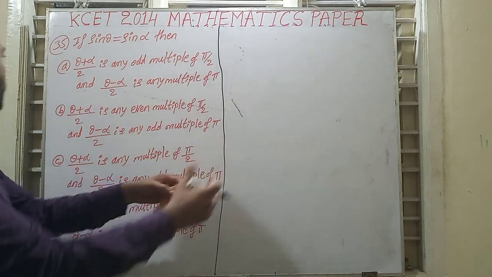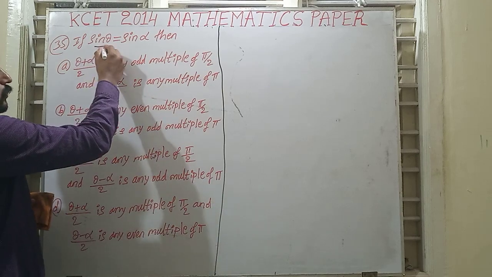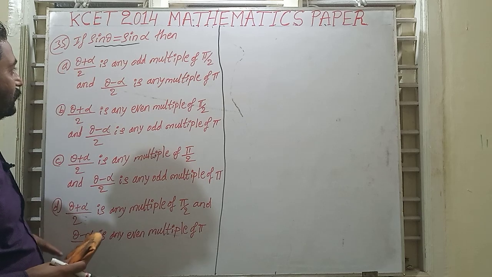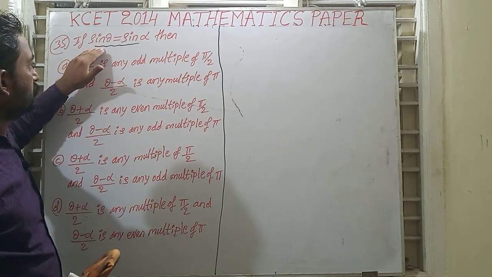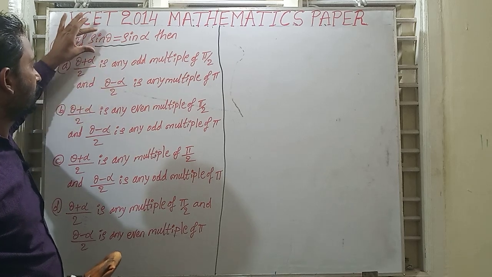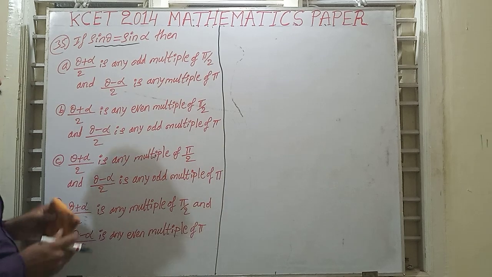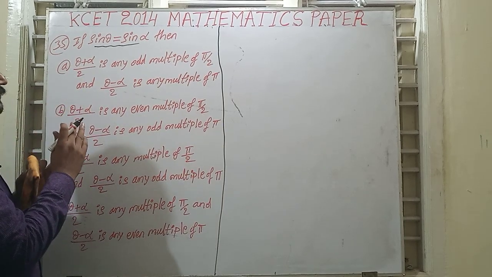Now let us move on to the next question. Question number 35. If sin theta equals sin alpha, then which of the following options holds good? Basically this question depends on the chapter trigonometry, particularly the general solution of trigonometry, and also a little bit of the trigonometric identity formula, sin C minus sin D.